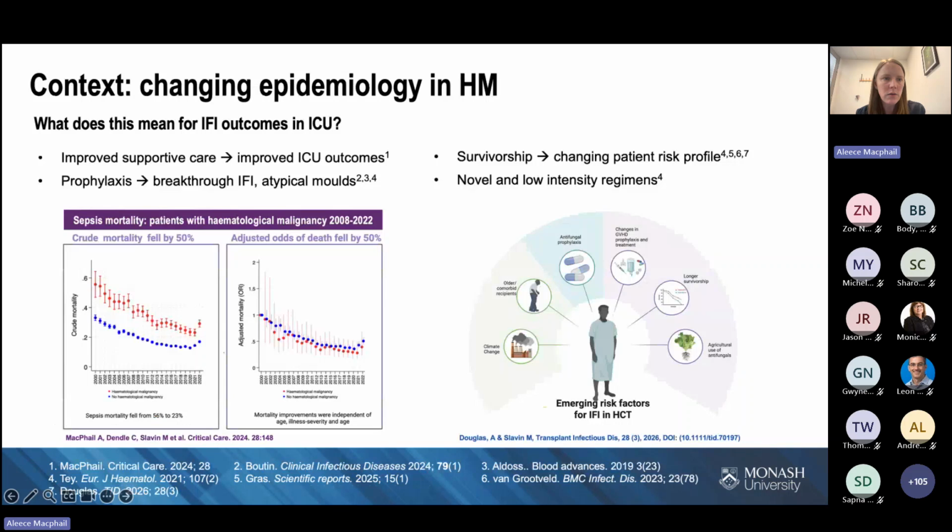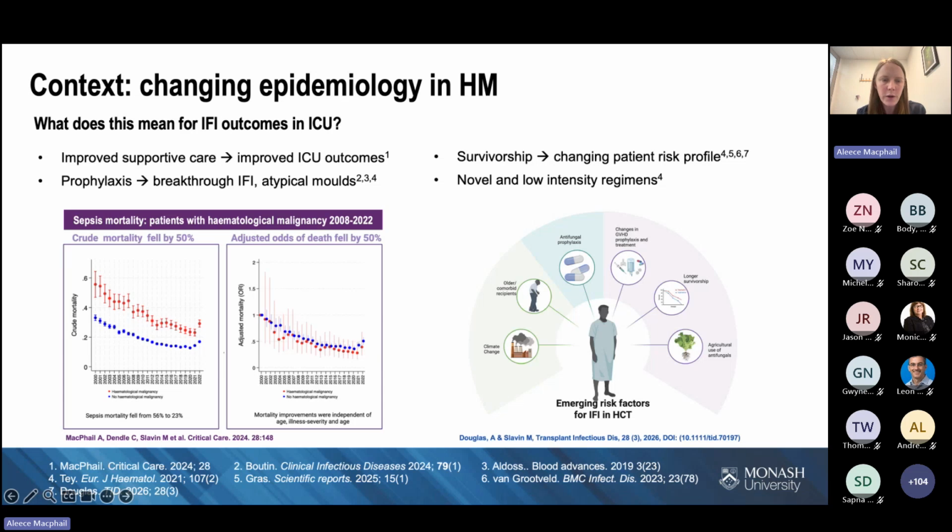For context, there's a lot of data to indicate that outcomes on the whole for critically ill patients with heme malignancies are improving. The figure on the left is a study from my PhD looking at sepsis mortality in Australia and New Zealand that included about 17,000 patients admitted to ICU over the last 20 years and showed improvements in sepsis mortality independent of a number of baseline clinical factors, including age and comorbidities. There are plenty of trajectories like that you can see in other areas, but how that applies to invasive fungal infections is less clear.